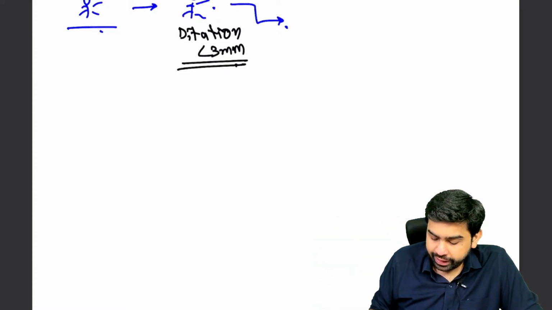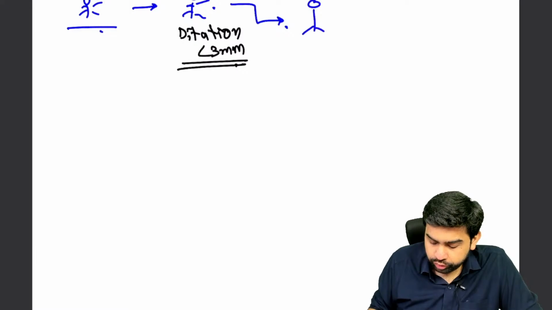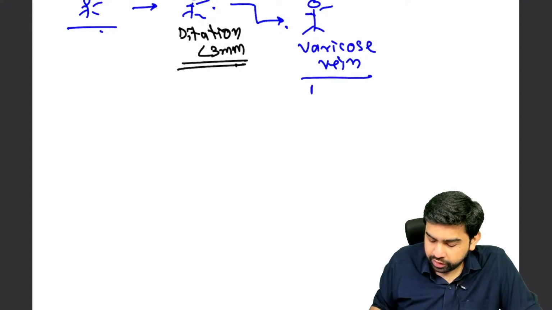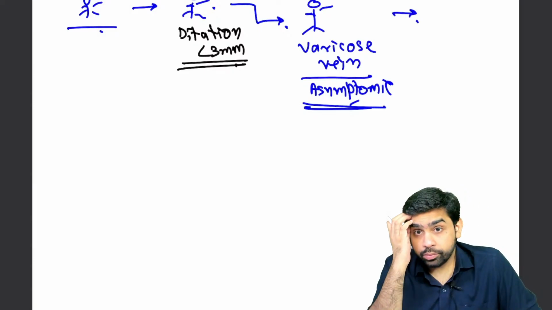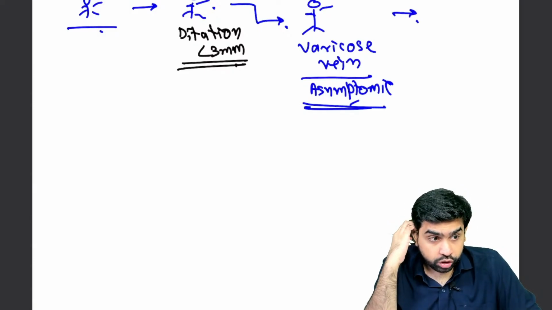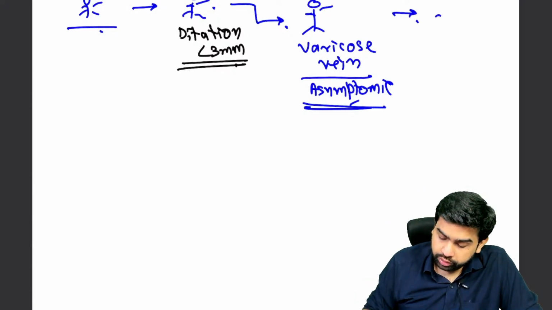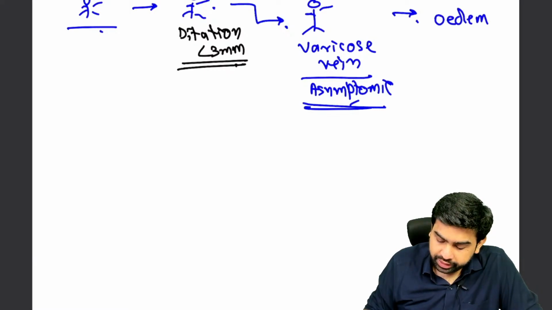Then what can happen over a period of time? The patients are going to develop a varicose vein. The proper varicose vein develops, but these varicose veins are asymptomatic at this point of time. Then the symptoms will start to appear, and the first symptom which is going to occur is edema. So the patient develops edema.